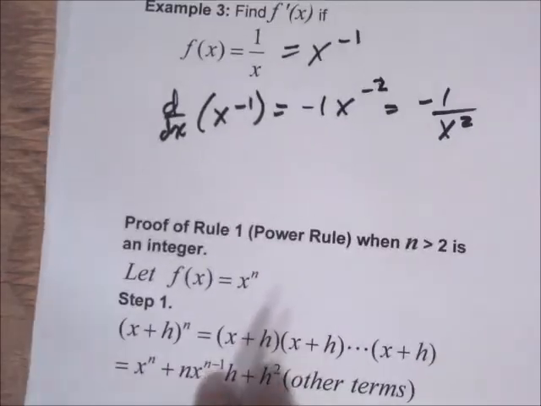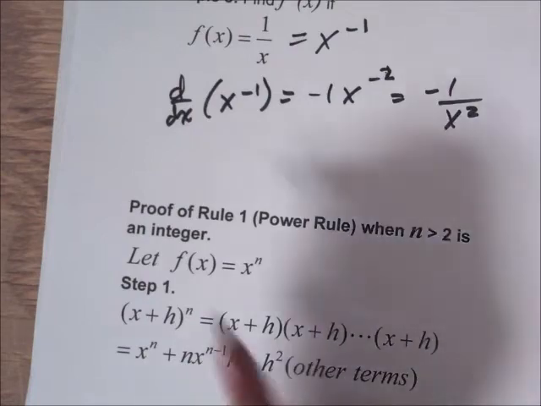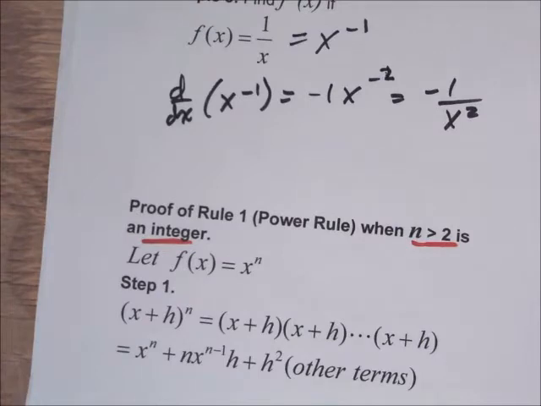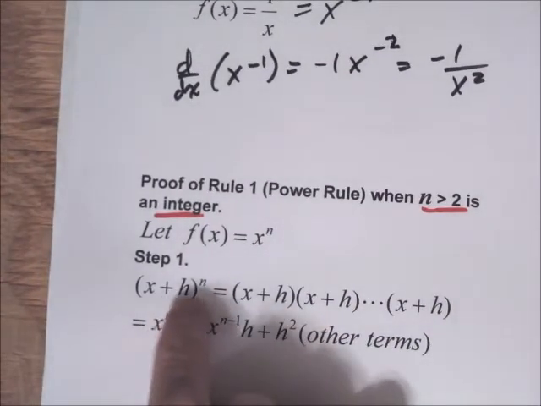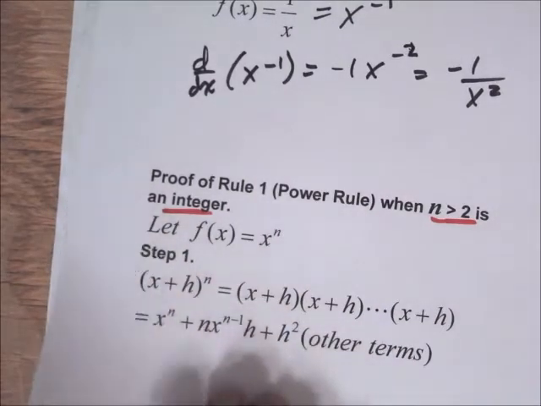Okay, so let's do a partial proof of the power rule. I'm not going to prove it in all its generality, but let's prove it for integers greater than 2. It's actually true for any real number, but we'll prove it for integers. So if you have f of x equal x to the n power, we want to expand x plus h to the n power.